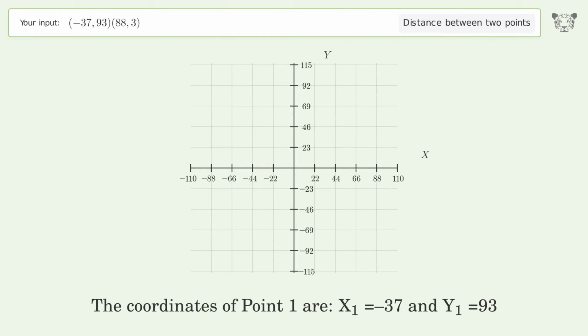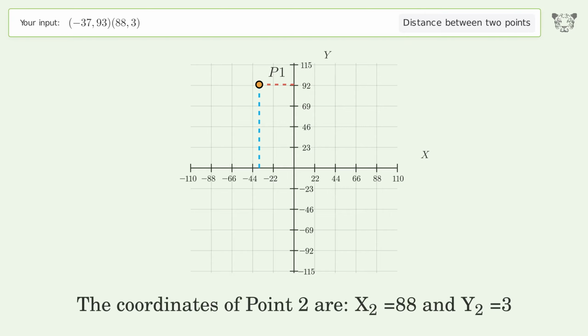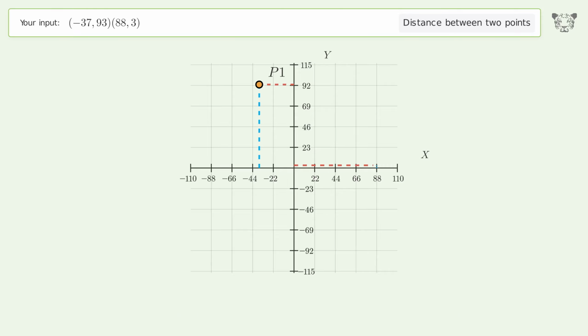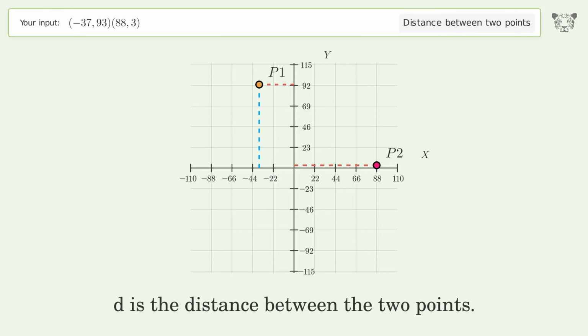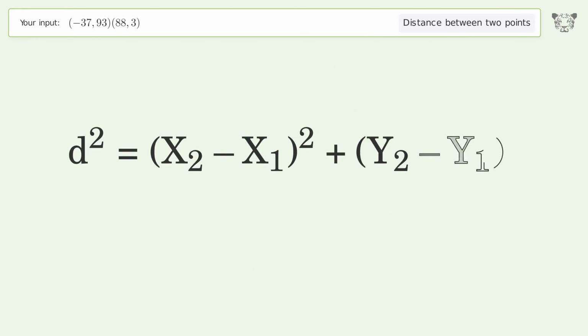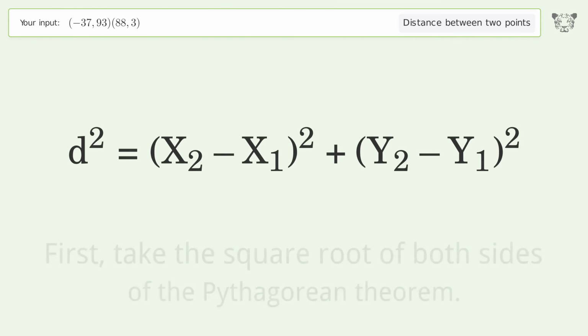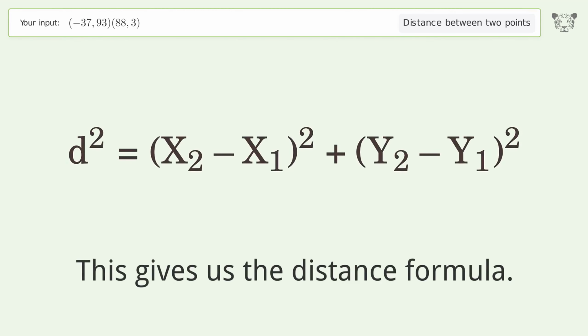The coordinates of point 1 are x1 equals -37 and y1 equals 93. The coordinates of point 2 are x2 equals 88 and y2 equals 3. D is the distance between the 2 points. First, take the square root of both sides of the Pythagorean theorem. This gives us the distance formula.